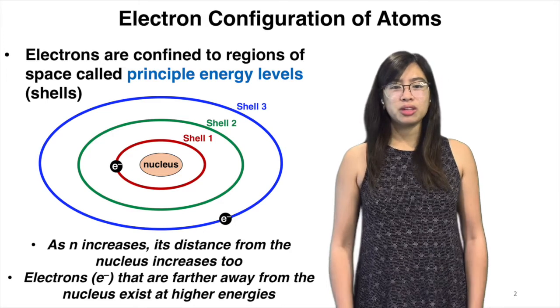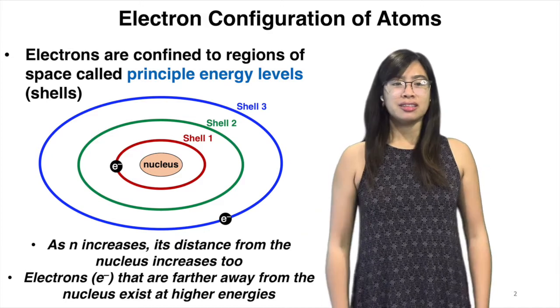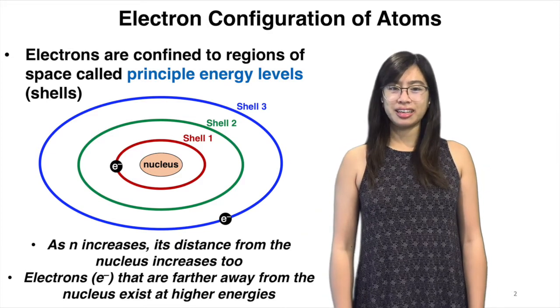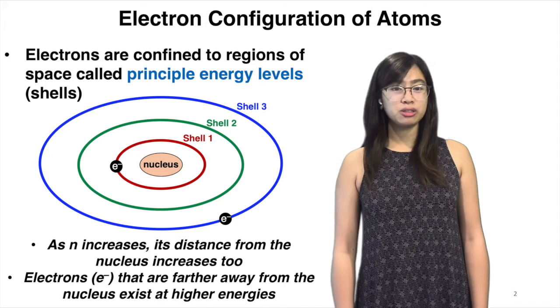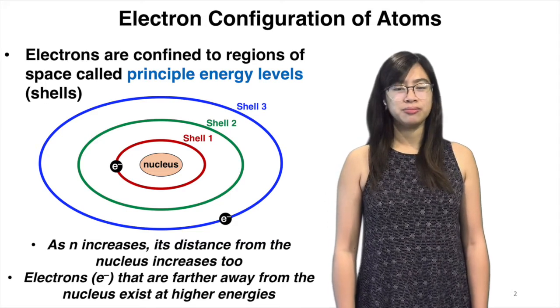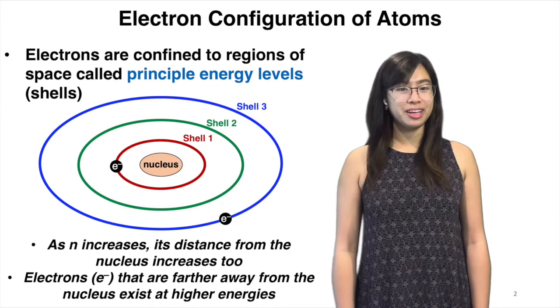In this diagram, the nucleus is in the center, followed by each shell surrounding the nucleus. The size of the shell increases as it gets farther away from the nucleus, since shell 3 in blue is much larger than shell 1 in red. And as the shell increases, it can house way more electrons within it.